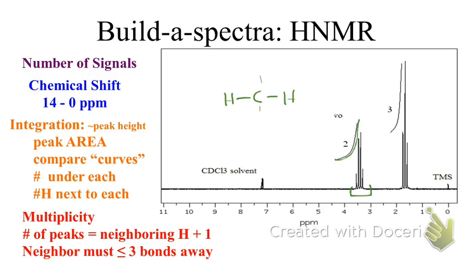Okay? How many peaks do we see for this signal? 4 peaks, which means N equals 3. How can I get 3 neighboring hydrogens to the CH2? If you have a carbon attached, the simplest way to do it is just attaching it to a methyl. It does not have to be a methyl.